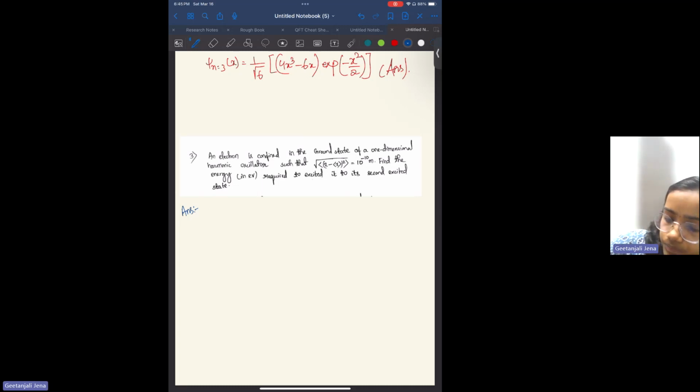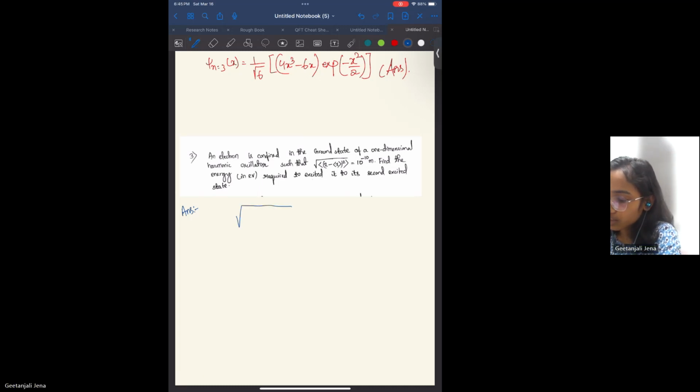So it is given: an electron is confined in the ground state of a one-dimensional harmonic oscillator such that the root of the expectation of x minus the expectation of x, squared, equals 10 to the minus 10 meter. So this is given to you. Now it is asking: find the energy in electron volt required to excite the electron to its second excited state.